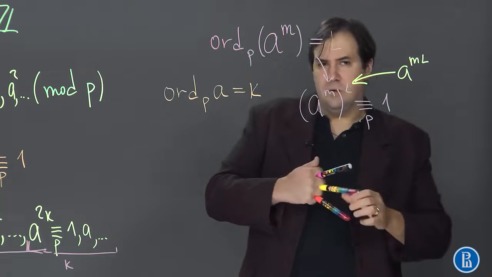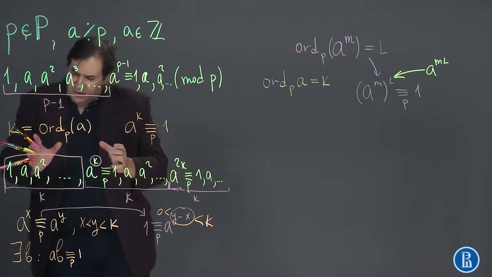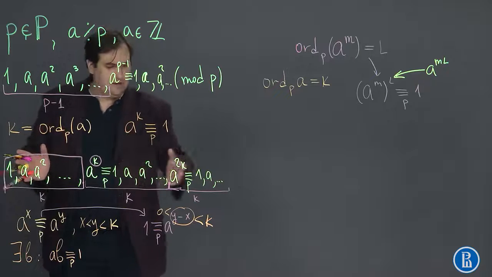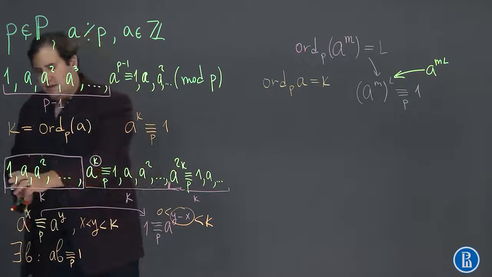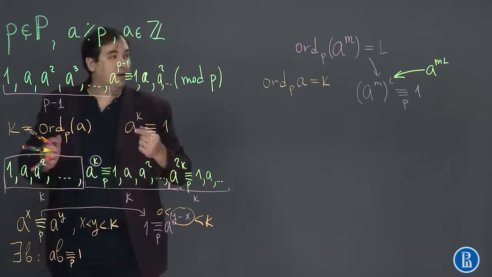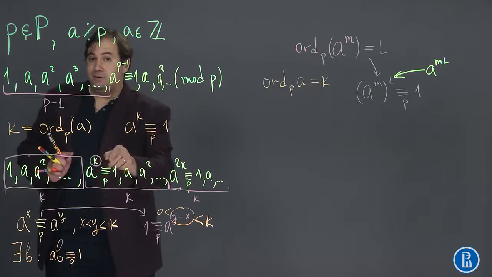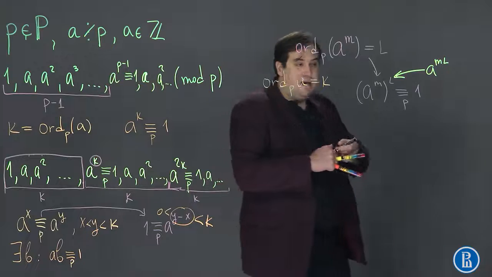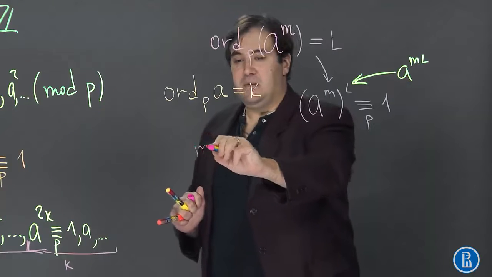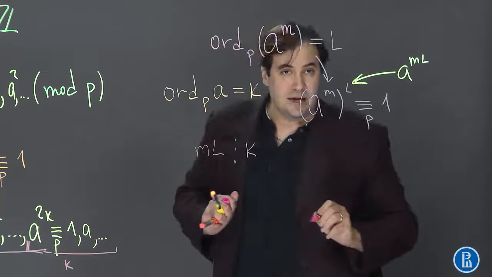So once again, we go back to this sequence, and we now need to find out where the remainders equal to 1 are in this sequence. Well, here it is, and here, and here, and so on. So we understand that only those powers of a which are divisible by k are congruent to 1 modulo p. Therefore, mL must be divisible by k.